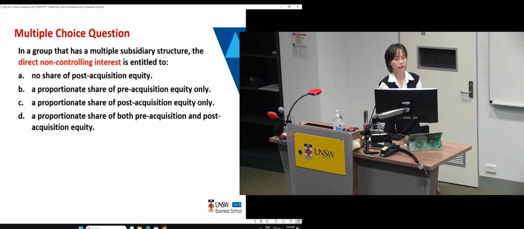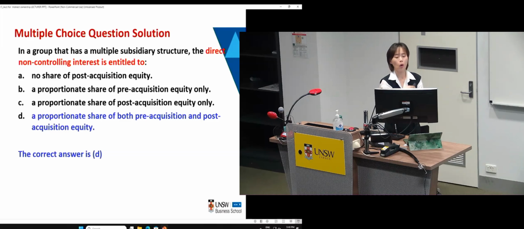Yingchen, Mao Yingchen. Is Yingchen here? Oh, sorry. The last one, a proportionate share of both pre and post acquisition equity. Well done. So because here is a DNCI, right? So DNCI receives a share of all the equity of the subsidiary that is reflected in the consolidated accounts. So including both pre and post. Very good. So that's why we choose D, the last one.